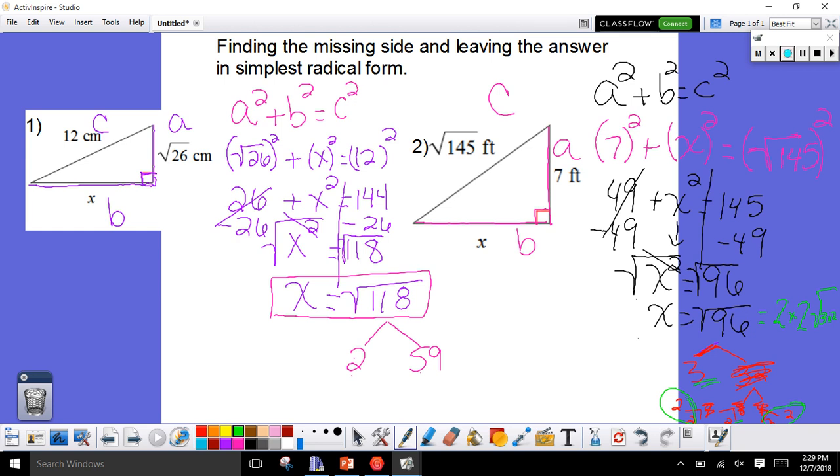So if I multiply, always everything outside of the house, so that's going to be 2 times 2, so that's 4. Keep the house, and I'm going to multiply everything inside: 3 times 2, so that gives me 6. My simplified answer should be 4 square root of 6.